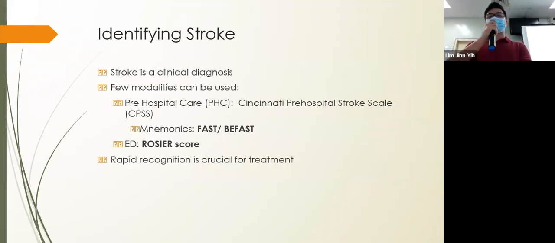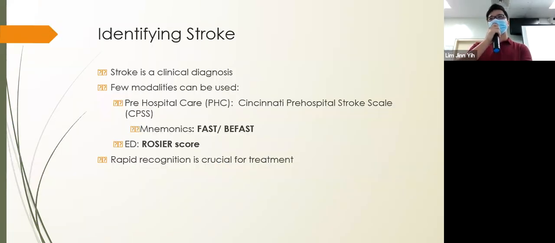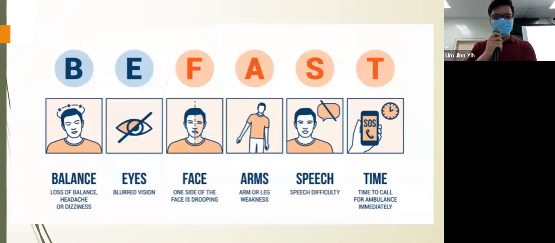So, identifying stroke. In our pre-hospital care, we use the Cincinnati Pre-hospital Stroke Scale with the mnemonic FAST or BE-FAST. Once the patient is in ED, we use the Recognition of Stroke in the Emergency Room score. Rapid recognition is important because we want to identify stroke within the thrombolysis period, which is 4.5 hours from onset. So this is the BE-FAST mnemonic used in pre-hospital care.